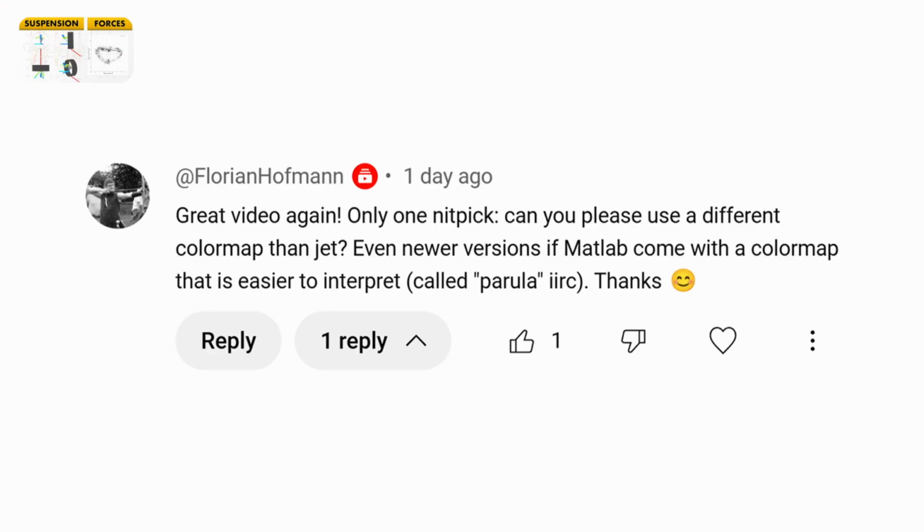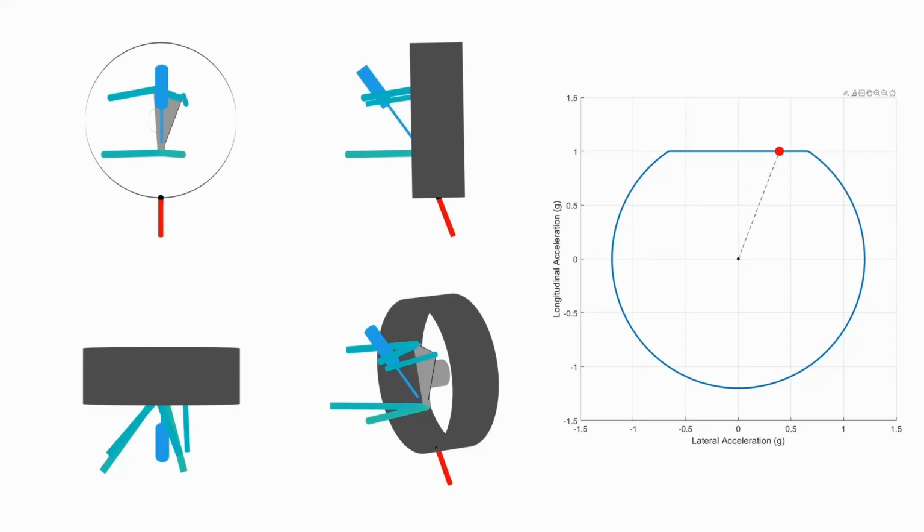In the same video, Florian Hoffman took a bit of an issue that I was using the Jet color map for MATLAB and suggested that the newer versions of MATLAB have different color maps, one in particular called Parula. Now, I did try a couple of different color maps to try and get the visualization right. I didn't try Parula, but after your suggestion, Florian, I went back and gave it a go, and here it is in Parula. And yes, that's a neater looking color map and still reasonably easy to understand. So I'll take that on board and try to avoid using MATLAB's Jet color map in the future.